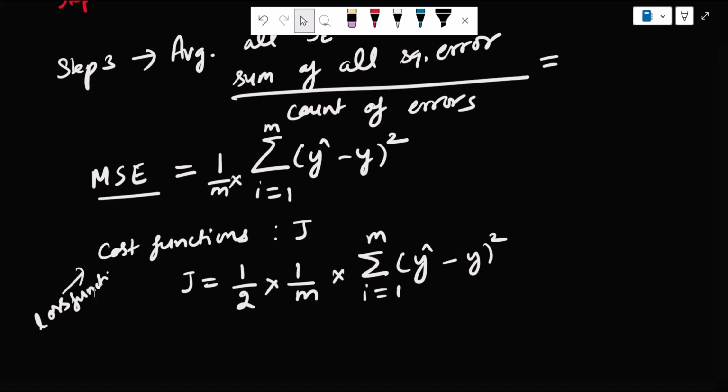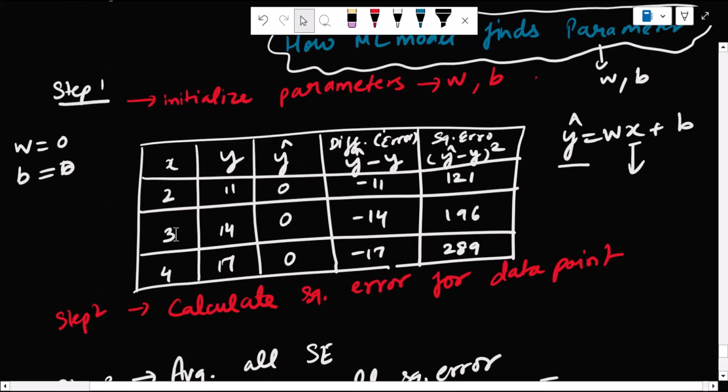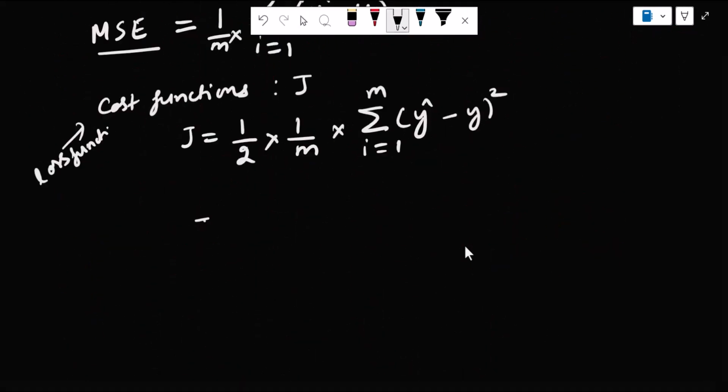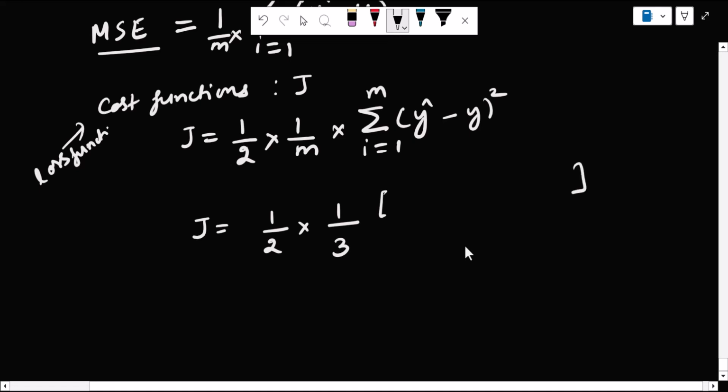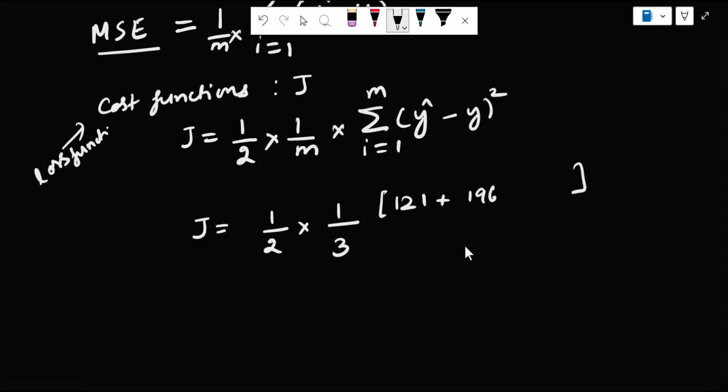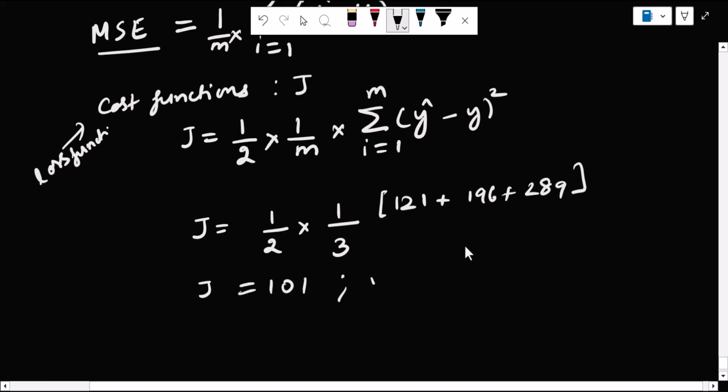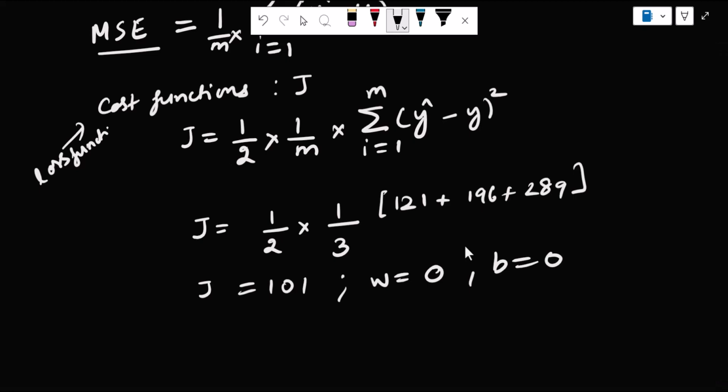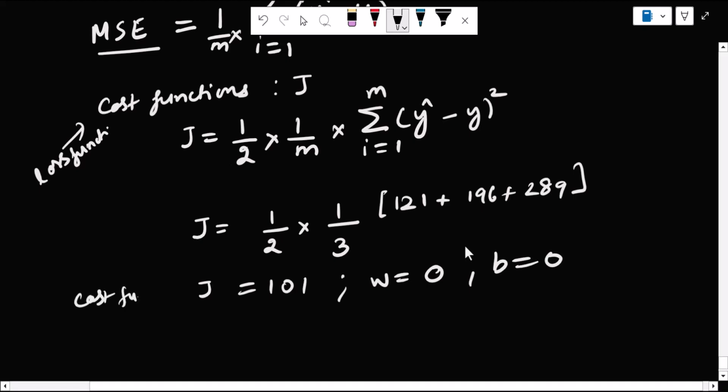For now, let's calculate the cost function of the given values. And we saw that these are the values of the squared errors. So we will sum up all these values and divide them by 3. So we can say J is equal to 1 by 2 times into 1 by m. So m is 3 here, and we will sum up all the values, which were 121 plus 196 plus 289, and it comes as 101. So with W is equal to 0 and B is equal to 0, cost function J is coming as this.